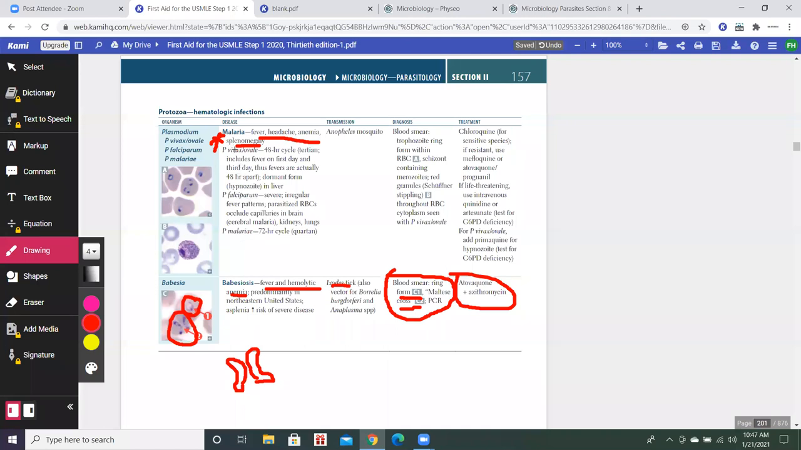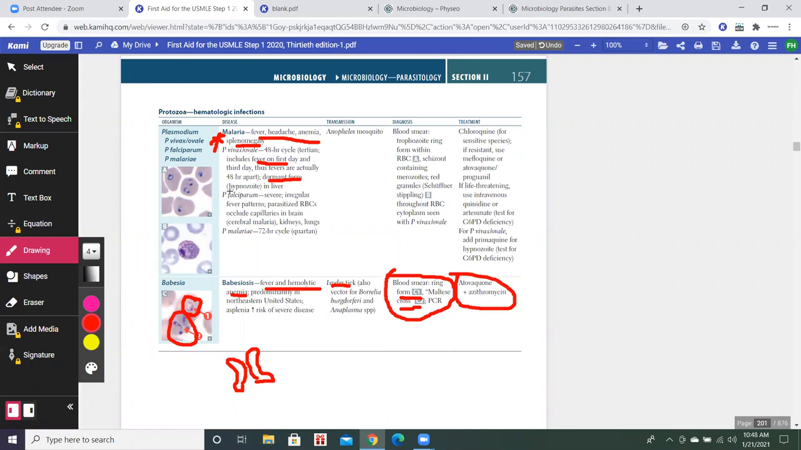What happens is in Plasmodium vivax and ovale, there's a 48-hour cycle, known as a tertian fever. That is, if you have fever on day one, you will not have fever on day two, and on day three, the fever will be there again. So the fevers are actually 48 hours apart. And in Plasmodium vivax infection, the Plasmodium vivax lives in a dormant form.